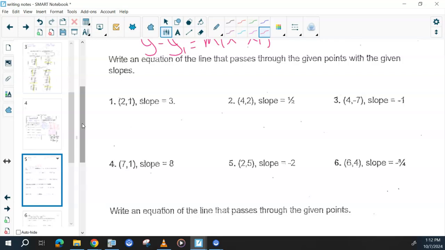So in this would be your x1, y1, and m. And then I'm just going to take each of those numbers and put it into the formula. So that would be y minus, we're always subtracting, our y1 is 1, equals our slope, our m, 3, parentheses x minus our x1, which is 2. After we put it in this format, now we're going to solve it to get y by itself.